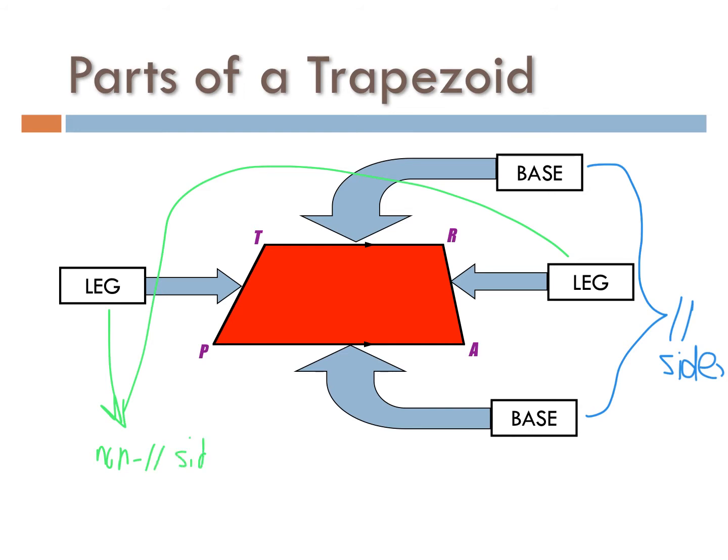Okay, we call the bases the parallel sides, and the legs are the ones that are not parallel to each other. So in this case, TP is not parallel to RA. TR is parallel to PA, and again, these little arrowheads, that's what that means, that that side is parallel to that one. If these two sides were meant to be parallel, we'd have double arrows on each of those. They're not there, so we know that they're not parallel.